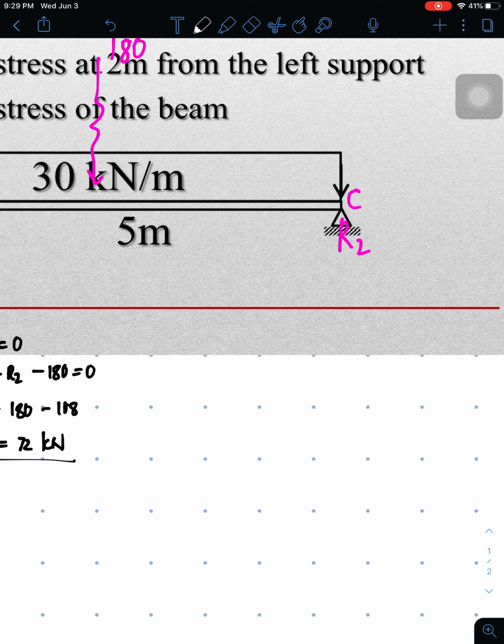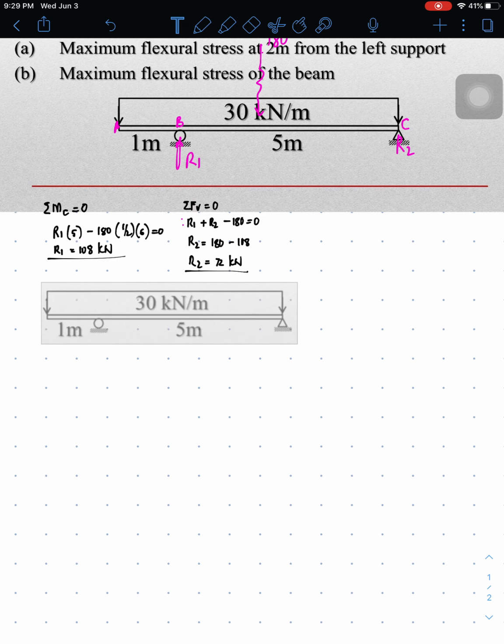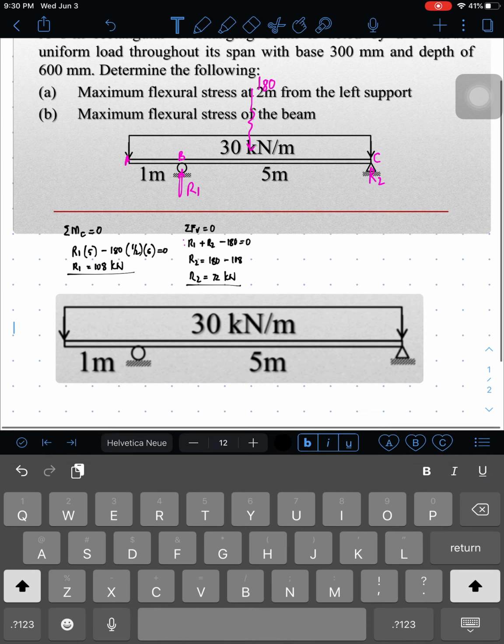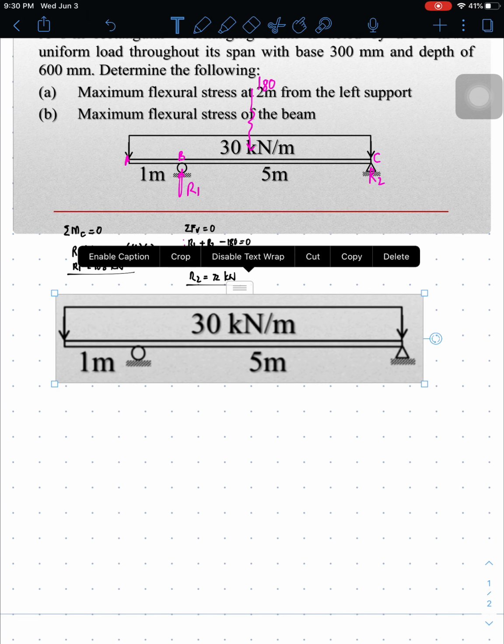So let me just paste it here. I have already prepared the diagram. Let's move it here. Okay, and then let's drop down a line. This is for A, then this is for B, and this is for C.